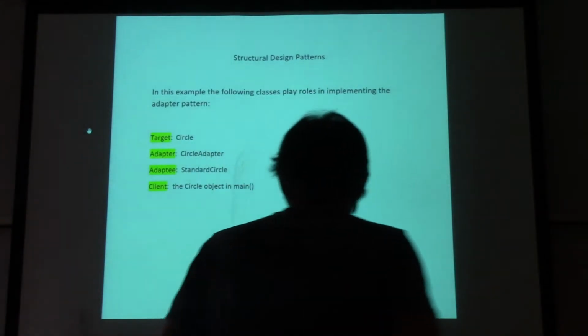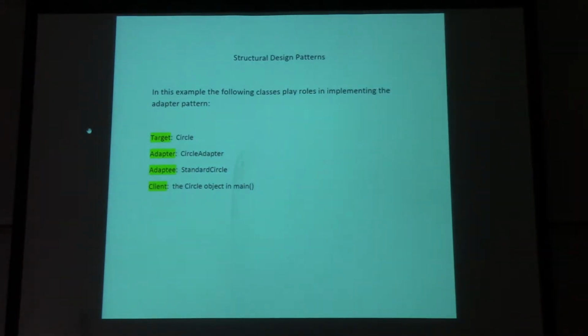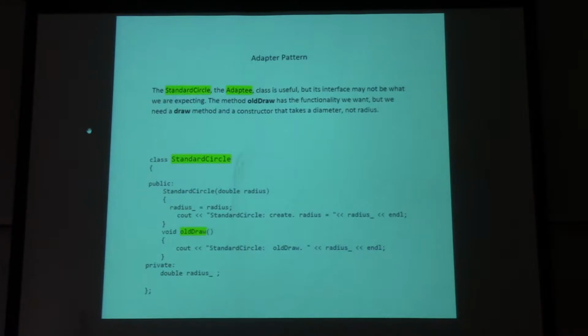So in our example, we want to use something called a circle. So a circle is going to be some class that exists. Somebody made a beautiful circle class. And the adaptee is going to be a standard circle. Okay? And the circle adapter is going to be the class that's going to be implementing the pattern. So let's take a look at how this is going to look.